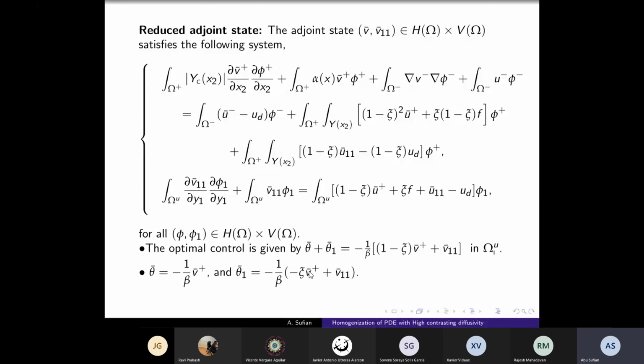That is, theta bar is minus 1 by beta V bar plus, and theta 1 bar is given by minus 1 by beta xi V bar plus V11 bar. So we have this much scale separation, but till now we are not able to do more scale separation on this. We have this much reduced form of this optimal control problem when we apply control on the IF cell.